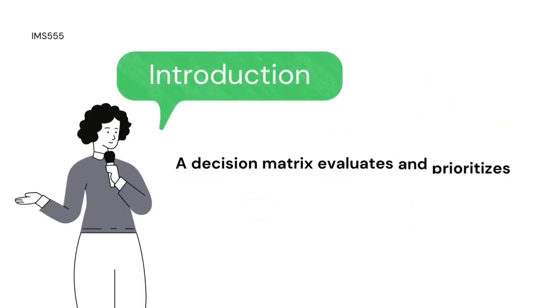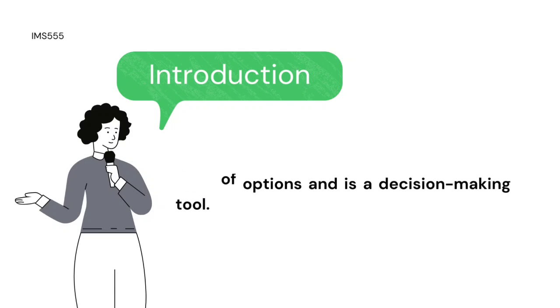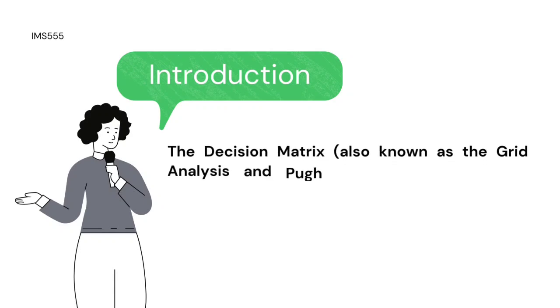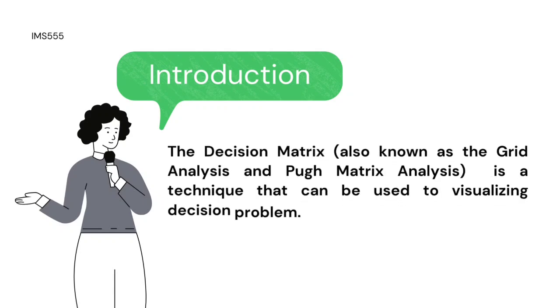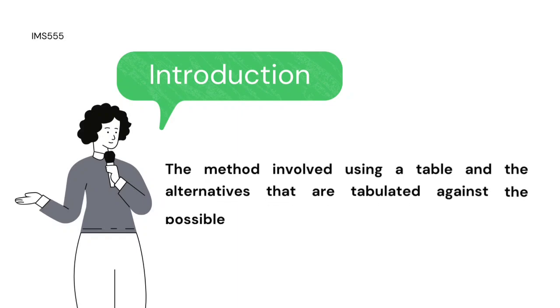A decision matrix evaluates and prioritizes a list of options and is a decision-making tool. The decision matrix, also known as the grid analysis and the Pugh matrix analysis, is a technique that can be used to visualize decision problems. The method involves using a table, and the alternatives are tabulated against the possible states of nature.